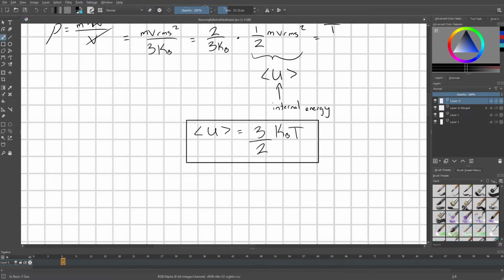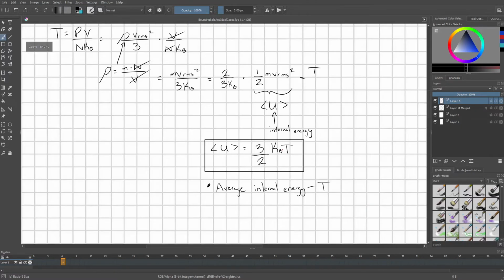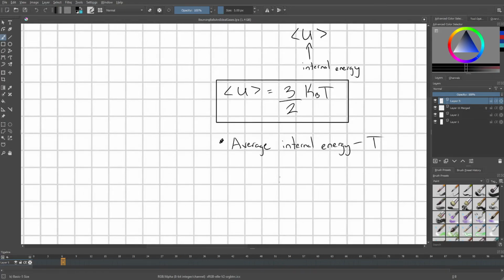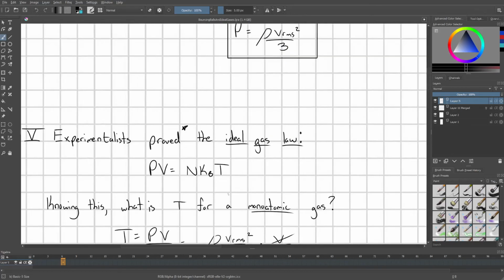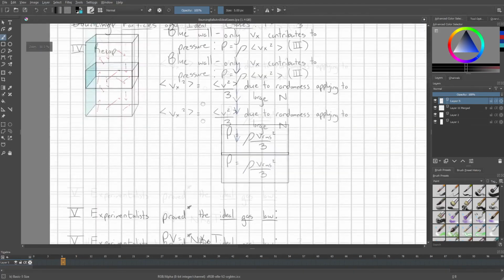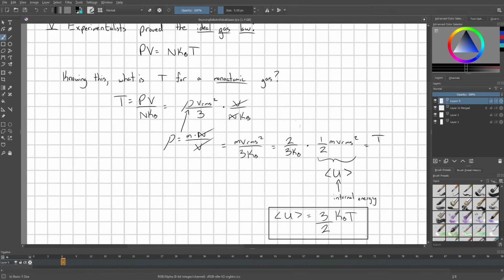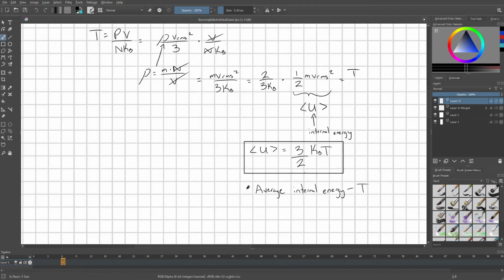So from this, we can see that temperature is really a measure of the average internal energy. That's what temperature is. Cool. So why did I say this was purely for a monoatomic gas over here? And how would we generalize this idea for any gas?